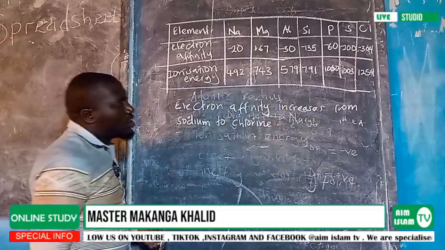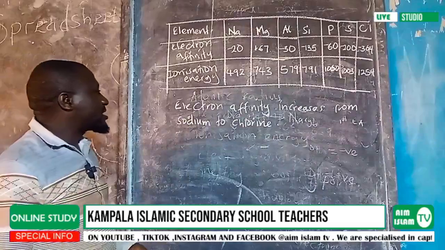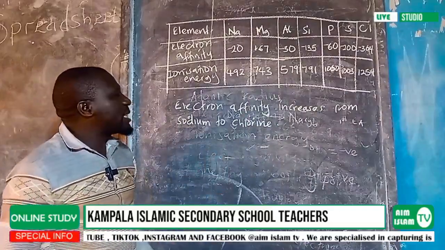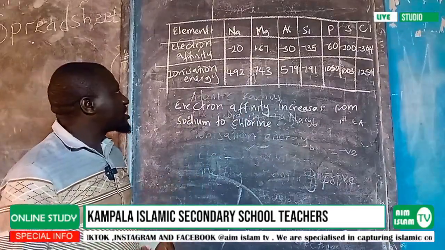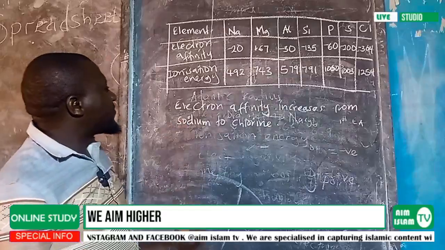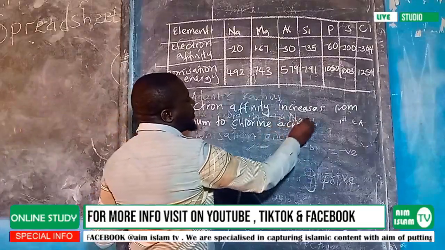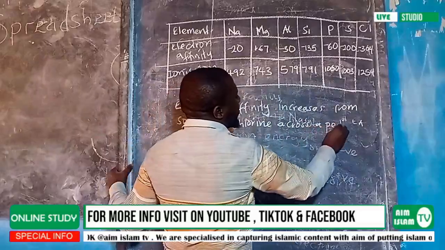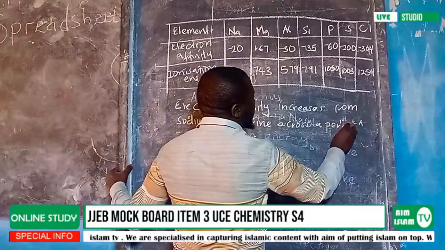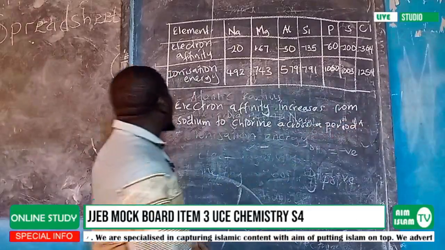Increases from sodium to chlorine. Now we can state the trend of the electron affinity across a period. So the electron affinity increases from sodium to chlorine across a period. Across a period. So that's the trend.